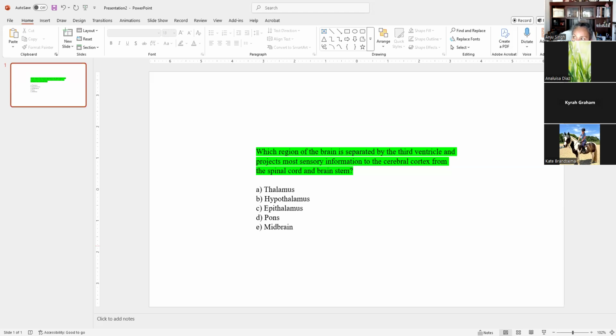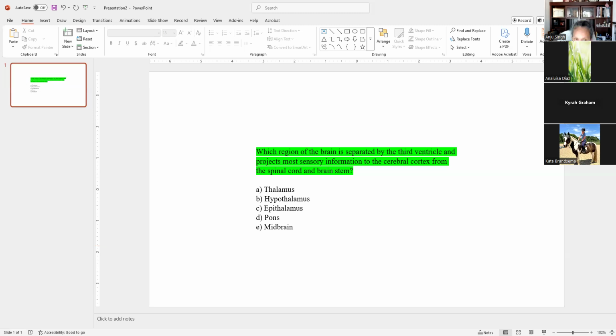The key word here is most sensory information. Where does most of your sensory information relay first before it goes into the cerebral cortex? The grand central station. The hypothalamus. The pons. The thalamus. Yes, the thalamus. That's your grand central station.